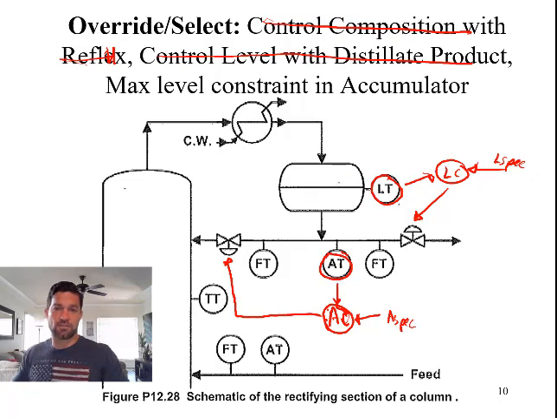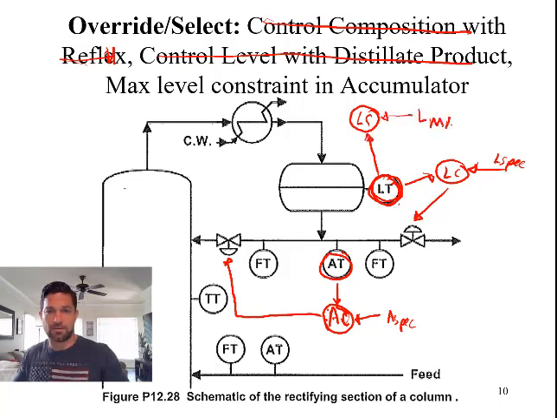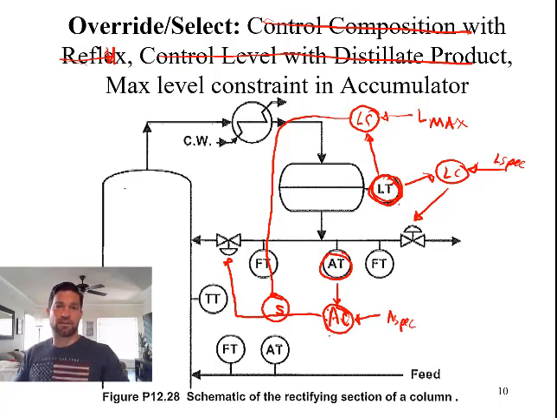So for the constraint loop, I need my own loop. So I need to measure it. I'm already measuring the level. I could put another level sensor on there if I wanted. I need a level controller. I need a set point, and this is going to be a max. So max level in here. And now we want to control this manipulated variable right here. So we'll have a select controller that's going to select between the constraint loop and the primary control objective, which is the composition. So now we need to decide, is this high select or low select?